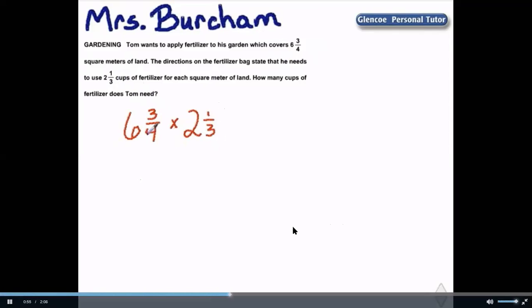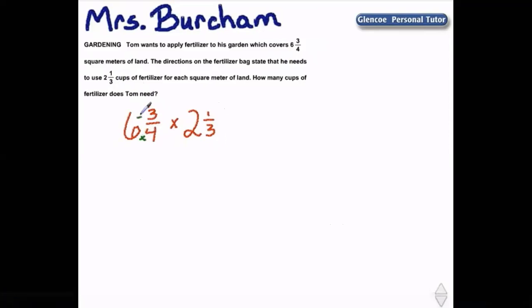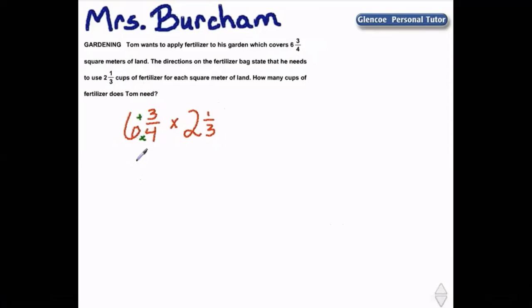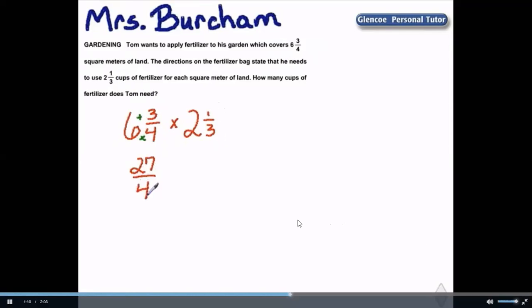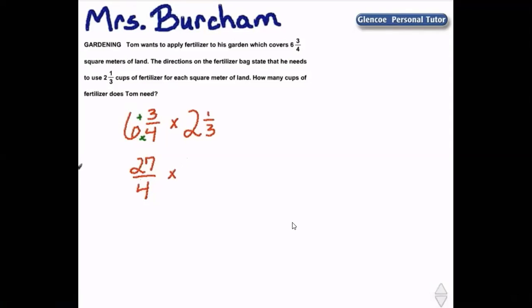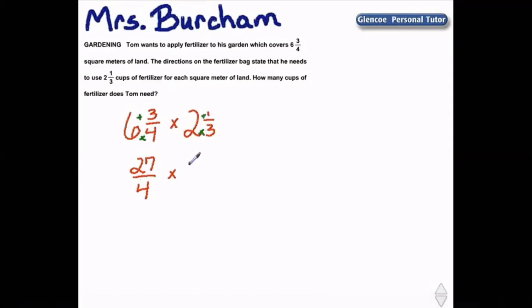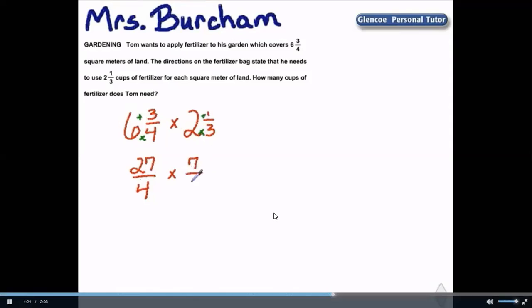The way that we do that is we multiply 4 times 6 plus 3. So 6 times 4 is 24, plus 3 is 27. So this improper fraction is 27/4. Let's do the same thing to the 2 1/3. We multiply 3 times 2 and get 6. We add 1 to get 7. So 2 1/3 is equivalent to 7/3.